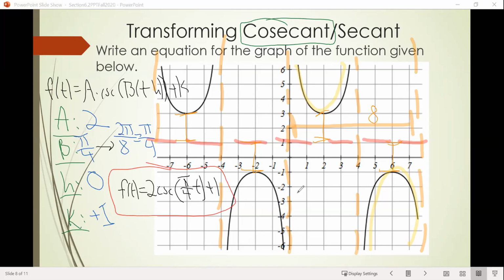And now that we have this, if we wanted to double check our answer, what could we do? Right, you could either graph it on your graphing calculator or go on Desmos and graph it.